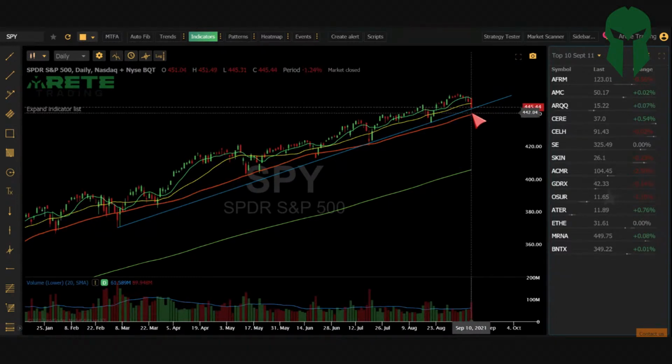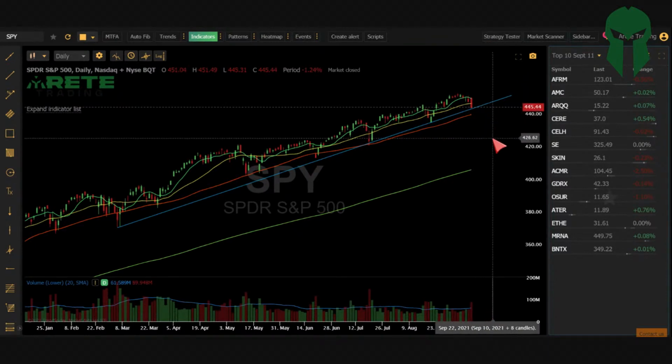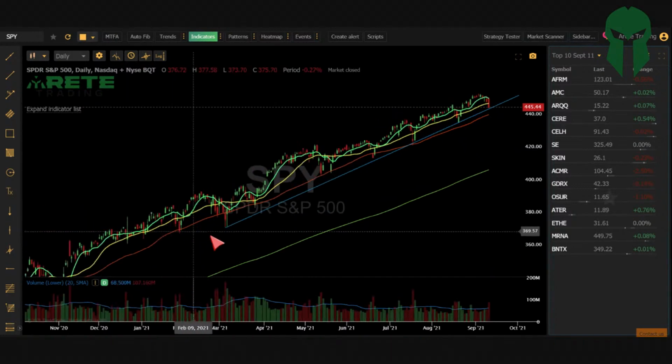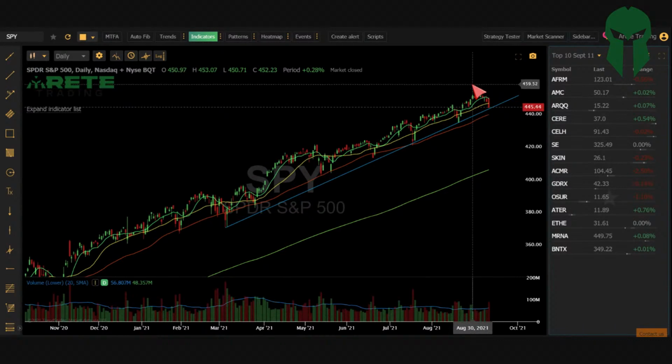To me, if you break this and go through this and close below it, you have what I call between 1 to 3 days to revert back over the 50 and go, or it's going to start sloping down and then people start avoiding it like the plague. Okay, so I'll give you examples of this so that you can see what I'm talking about, okay?